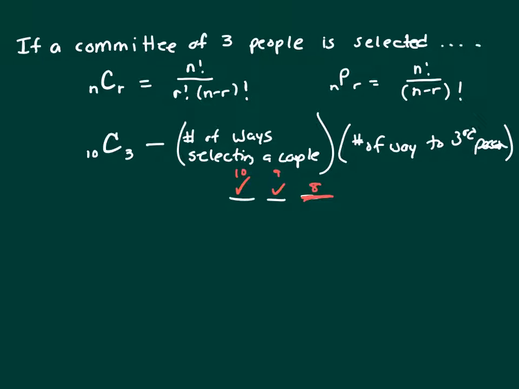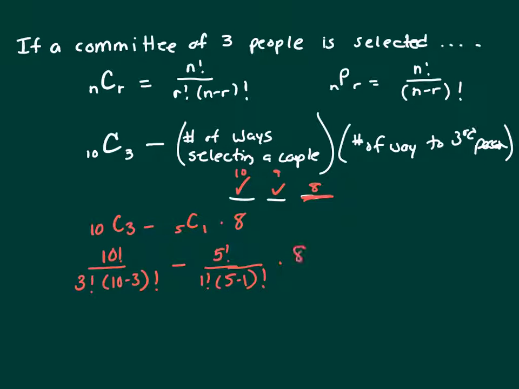So combination 10 choose 3 minus the number of ways to choose a couple. Well, you've got 5 couples. You're going to choose one of those couples, times the number of ways to get that third person. That's times 8. So let's make this calculation. This is 10 factorial over 3 factorial times 10 minus 3 factorial, minus 5 factorial over 1 factorial times 5 minus 1 factorial, times an 8.